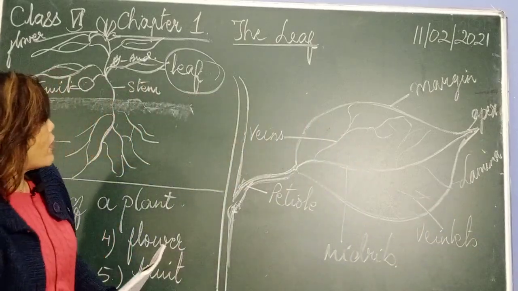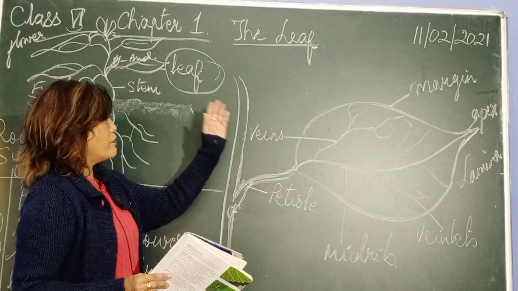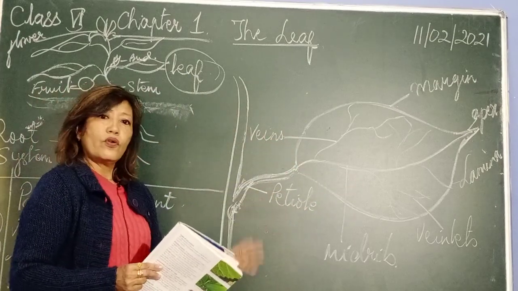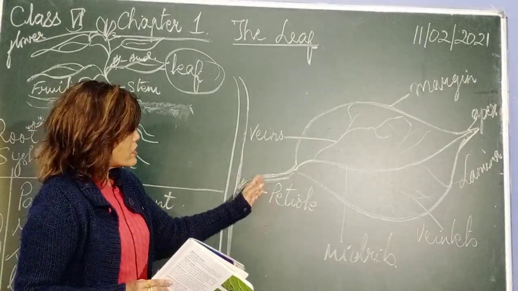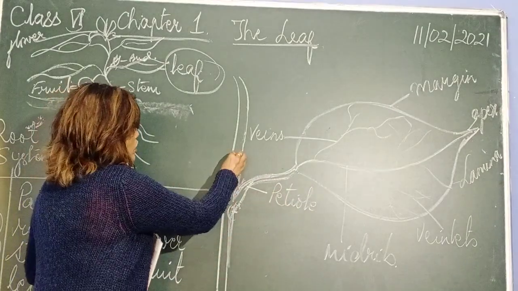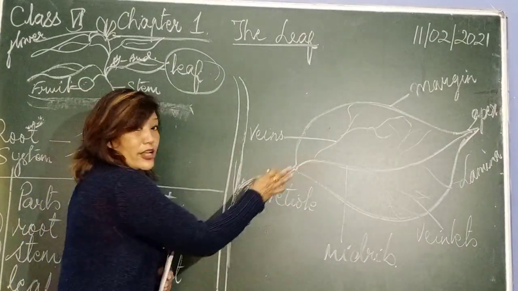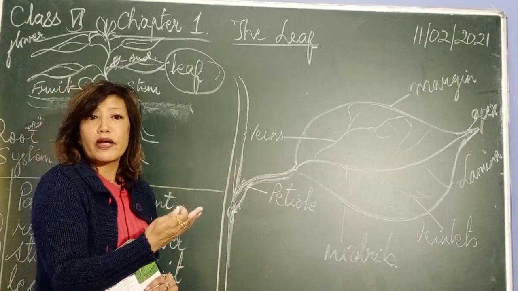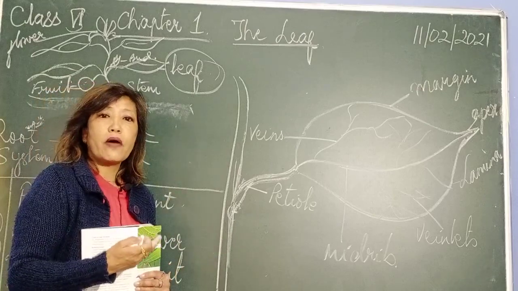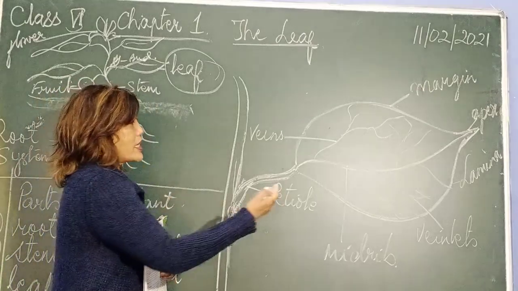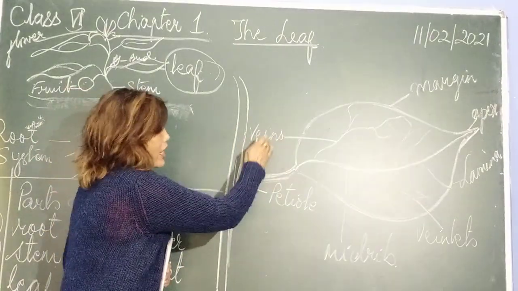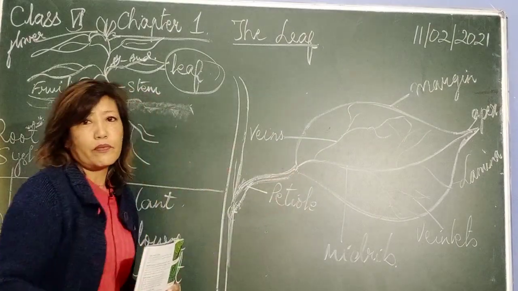Now what do you think is the function of the midrib, veins, veinlets and petiole? The main function is to transport water from the stem to the leaves, because leaves need water to prepare food by the process of photosynthesis. And once the food is prepared by the leaves, that prepared food is again transported to the stem and to the different parts of the plant, again through veins, veinlets, petiole and midrib.